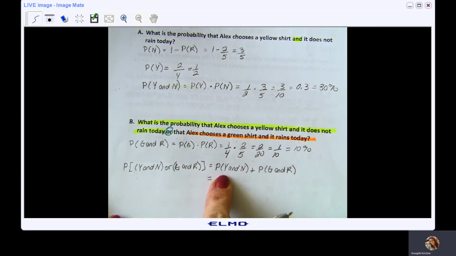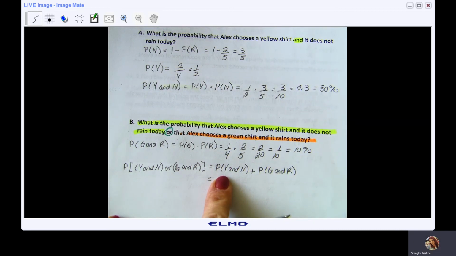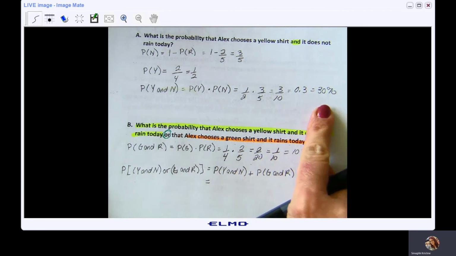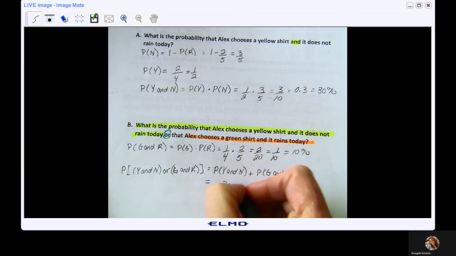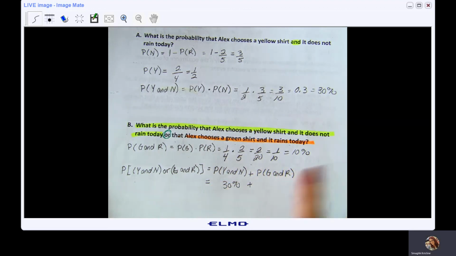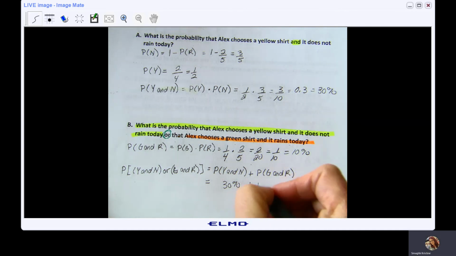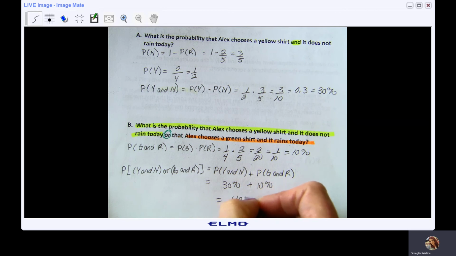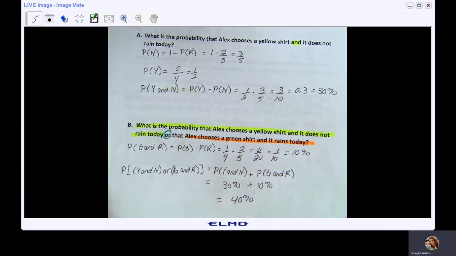So we calculated this one, and we're just going to use the percents. So the probability of a yellow shirt and no rain, let's use the percentages, was 30%. And the probability of the green shirt and the rain was 10%, which gives us a total probability of 40%.